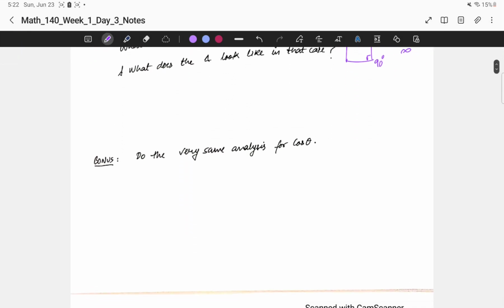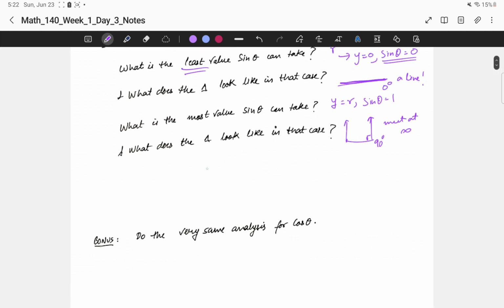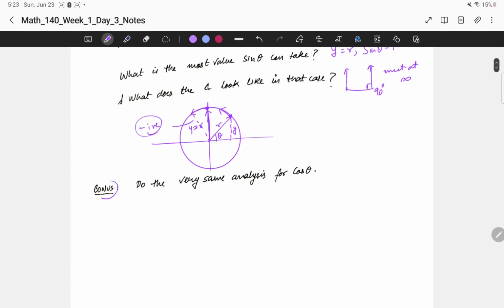Now this becomes more obvious if you look at it as a circle. If this is the point, right? Theta, sine theta is the ratio of this height or this y value with the radius. Now as you move this point, if it goes here, then y equals r and you have the maximum value. If it goes here, the height decreases. So it can also become negative. Try and do the same analysis for cosine theta.